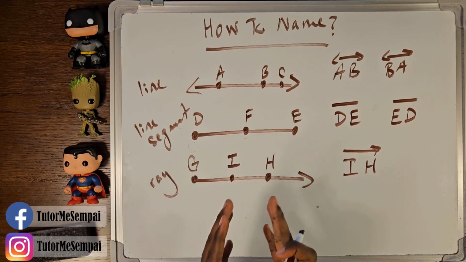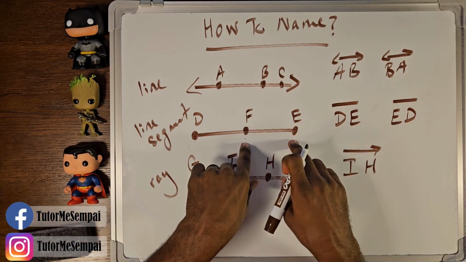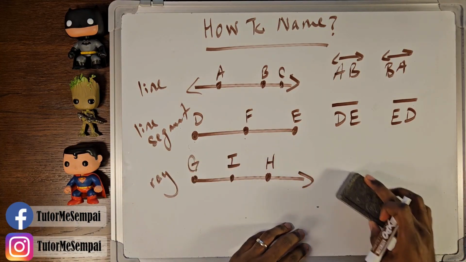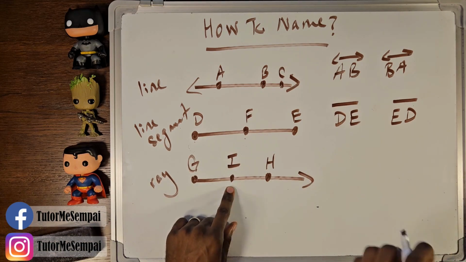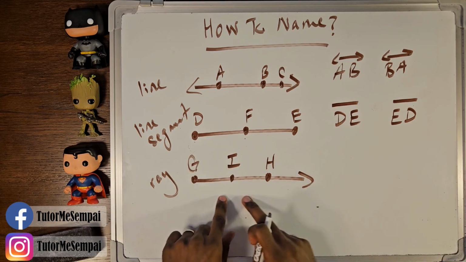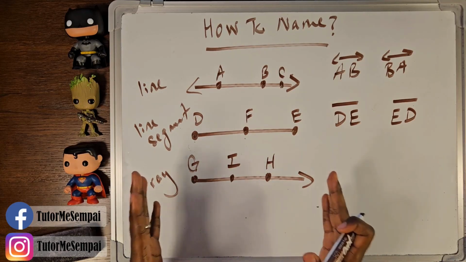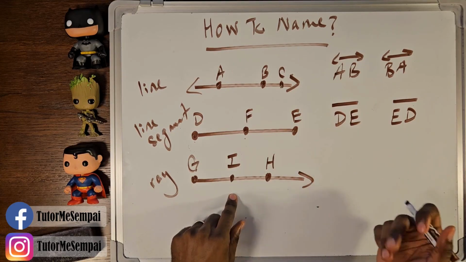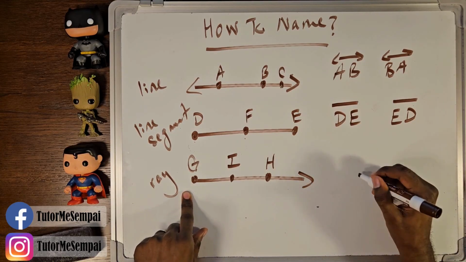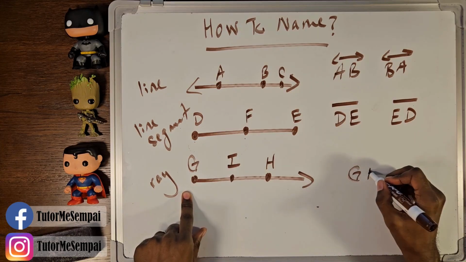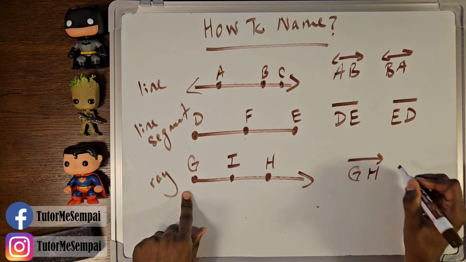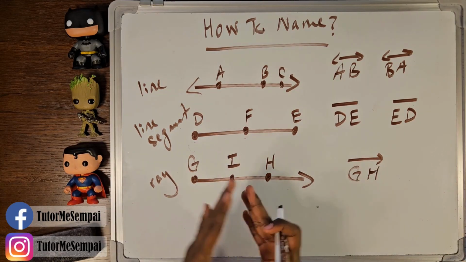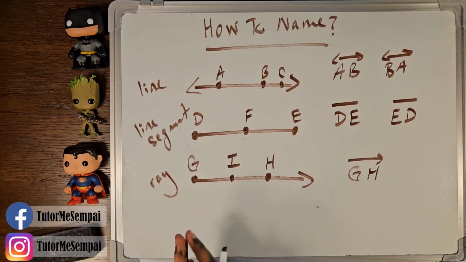So you can have rays within your rays just like you can have line segments within your line segments. But just make sure that the one you're talking about, you're starting at that starting point. So if it's the big ray, use the one that starts the entire thing. If it's a smaller ray, use the one that's inside. So for this case, we're going to look at the entire ray. So we're going to have your G, and I'm going to go back to the GH, and make sure you have your ray on top of it. So this is how you're going to name your lines, your line segments, and your rays.